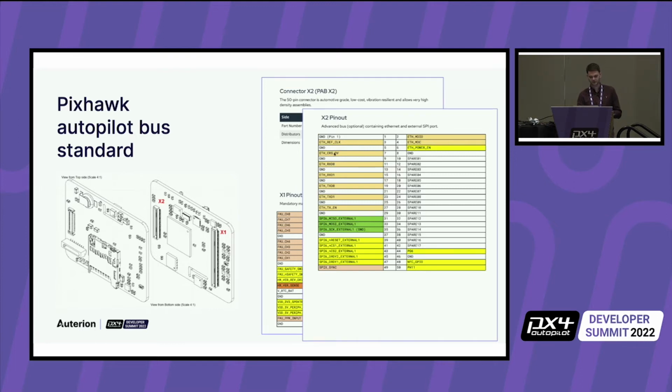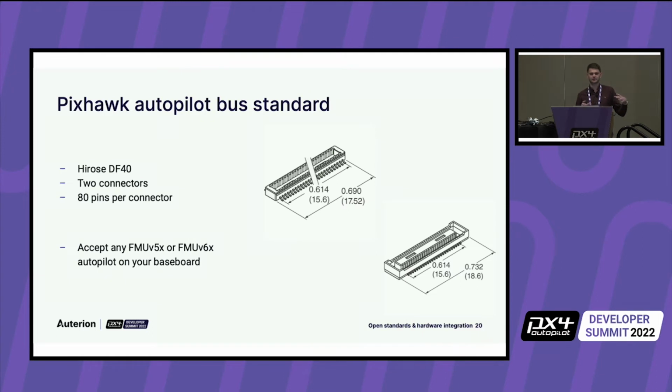All the pins are defined. The pinouts for those two connectors are well defined, and also the mechanical layout of how this whole thing should look. This is the premise: you can build a baseboard that can accept any FMU V5X, any FMU V6X, or even any other autopilot that follows the same pinout. This also makes it easier to upgrade to new generations of flight controllers without having to redo your own baseboard.